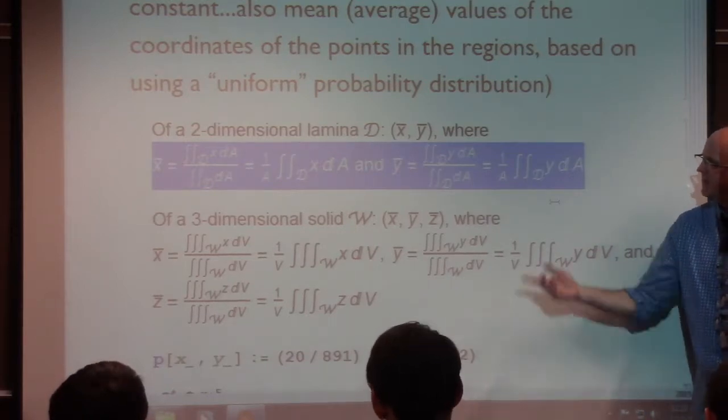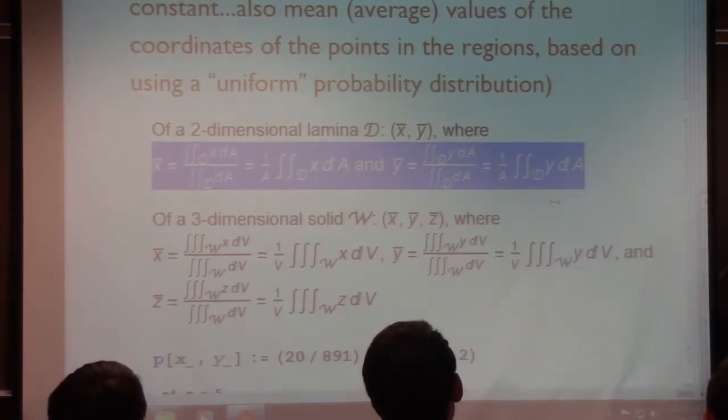Once again, things can be made simpler with symmetry. You can just tell by the picture if X bar or Y bar is 0 based on the symmetry with respect to the X or Y axes and the fact that you're assuming the density is constant. If the density is not constant, then you can't just look at the symmetry. You've actually got to do the integrals to get the answer.